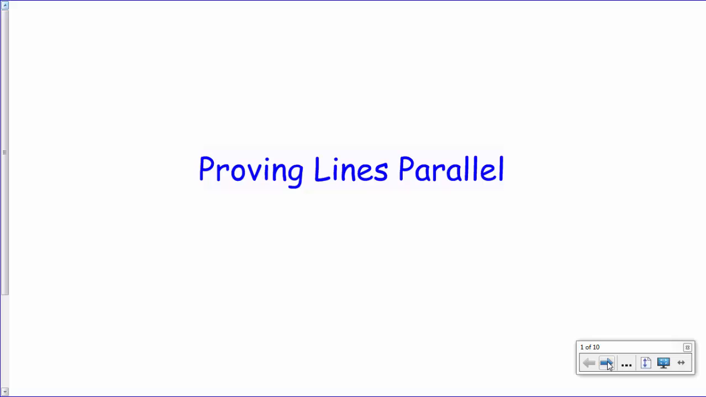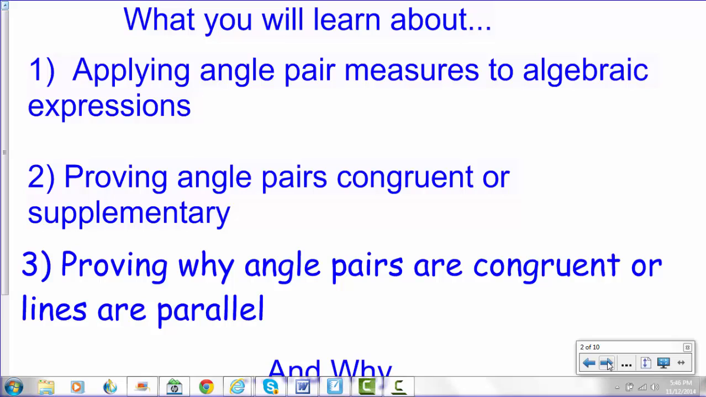Our lesson today is on proving lines parallel. We'll learn about applying angle pair measures to algebraic expressions, proving angle pairs congruent or supplementary, and proving why angle pairs are congruent or lines are parallel in a two-column proof.